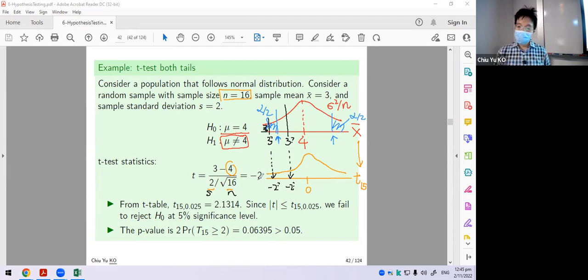And now we can do the p-value method. As I said, you calculate the area and ask whether this area is big or small. Remember, we compare with alpha over 2. So for simplicity, the p-value we just multiply by 2, because the p-value is the smallest significance level at which you reject. So that is how we define it.